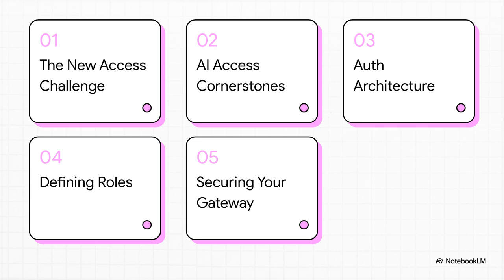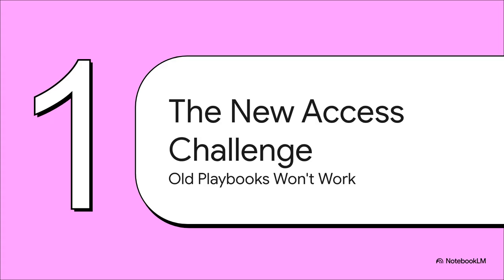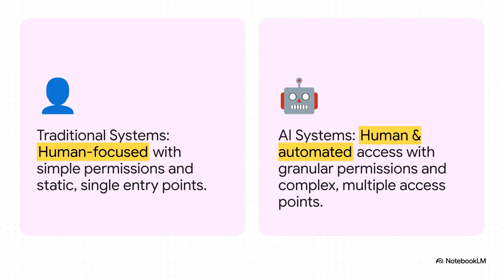Let's get started. So why can't we just dust off the same old security playbook we've been using for everything else for years? Well, the short answer is AI systems are just a different beast entirely. They bring a level of complexity that our traditional access management tools were, frankly, never designed to handle. And this slide really breaks it down perfectly.